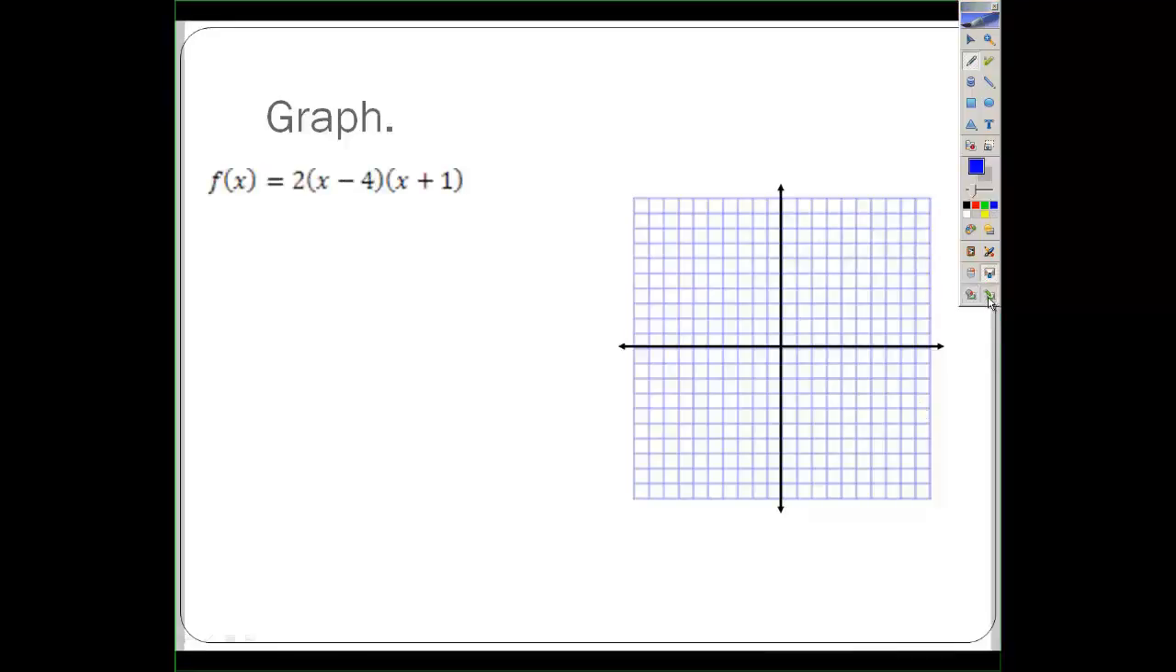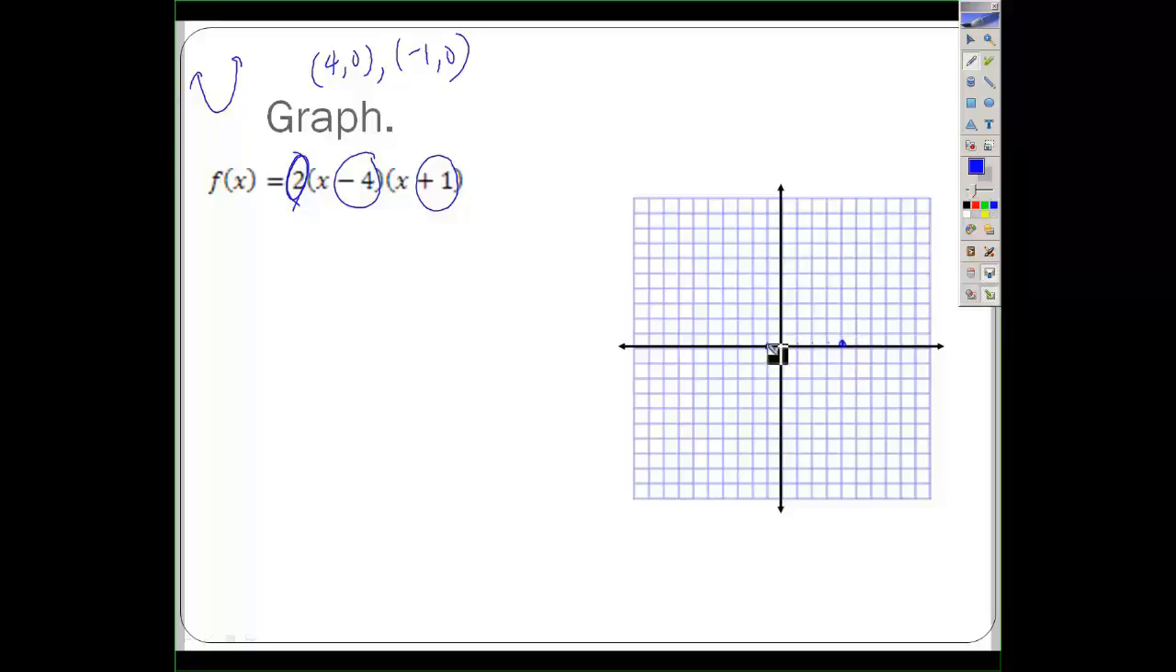Okay, let's go through it again. My a value is telling me it's going to open up, so we'll have a min value this time, and it's actually going to be a little narrower because the bigger this number gets, the more narrow it's going to be. The x-intercepts are at (4, 0) and at (-1, 0). I'm going to go ahead and plot those points right now at (4, 0) and (-1, 0).